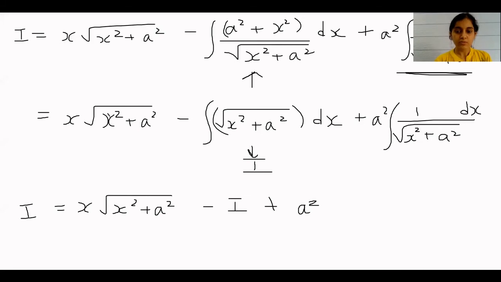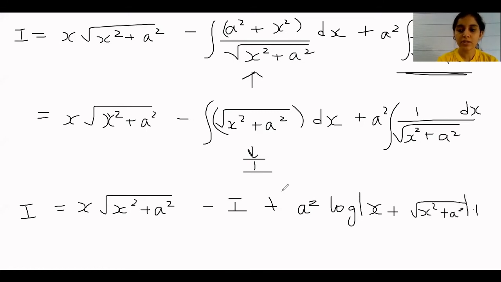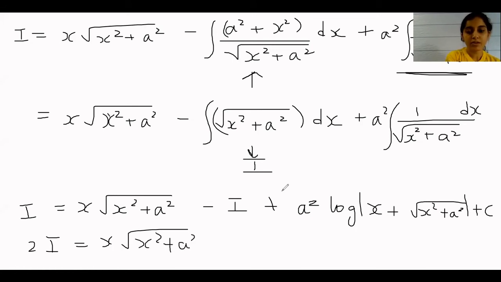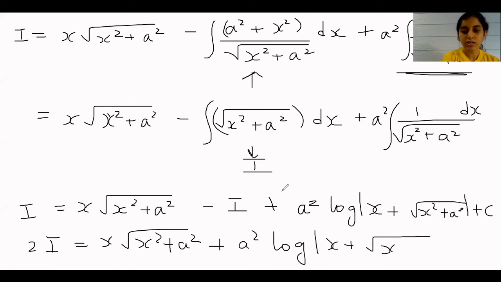So this will be a square. What is the integral of 1 upon root? It is log of x plus root of x square plus a square, plus c. Right, now we'll shift the I to the left side. So we have 2I is equal to x root of x square plus a square, plus a square log of x plus root of x square plus a square plus c.